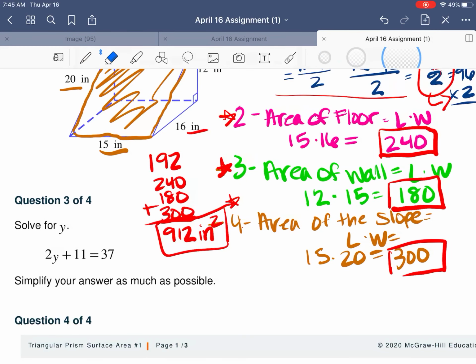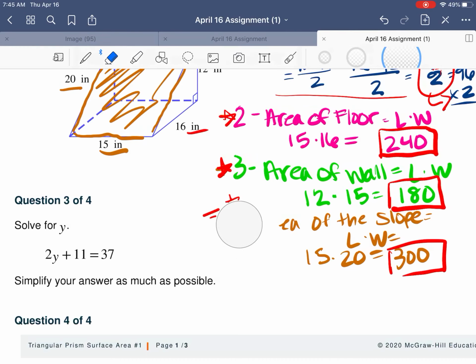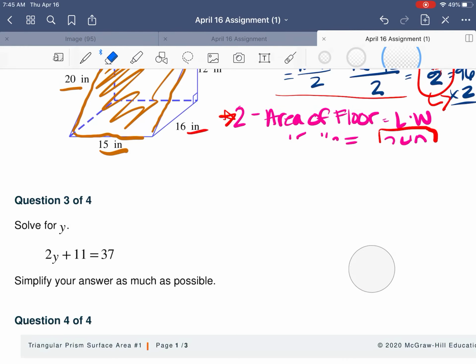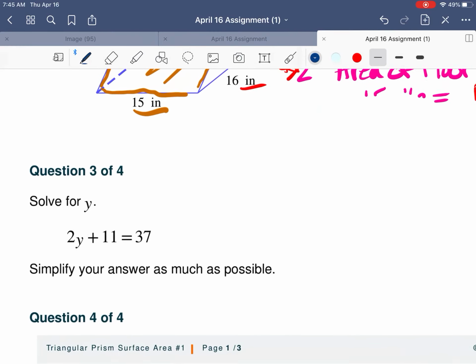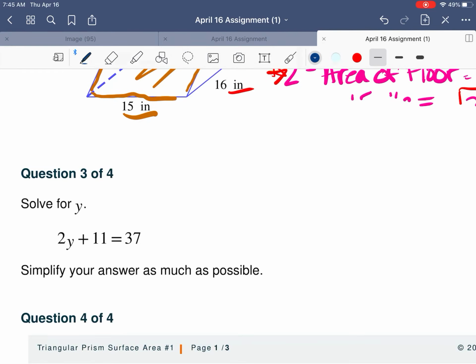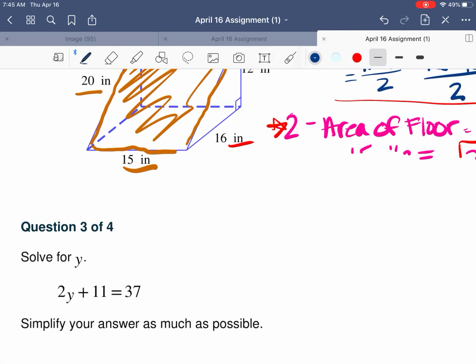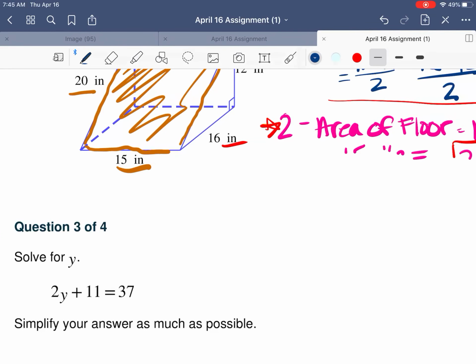Now that I've kind of made a mess on this one, I'm going to erase some of this around here for the next question. Number 3 and 4 are going back to some two-step equations, which is more of a review and a little bit different than what we've been talking about with our geometry right now. But we'll go ahead and work on this. So for this one, it says solve for y. And I have 2y plus 11 equals 37. So I'm going to write it back out here.